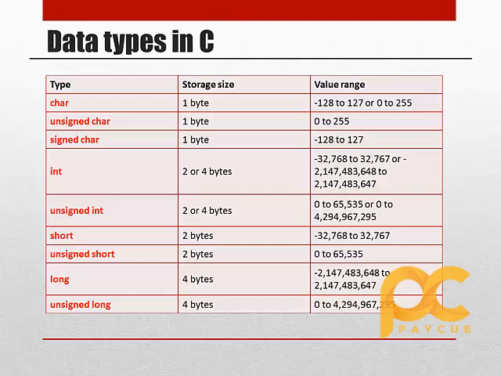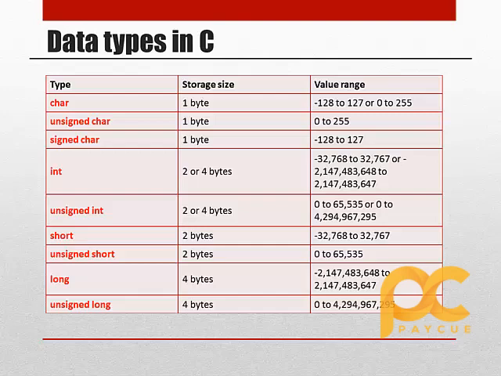Short, it's 2 bytes, and if it is signed, then its range is -32,768 to 32,767, and if it is unsigned, then its range is 0 to 65,535, and the same case with long.